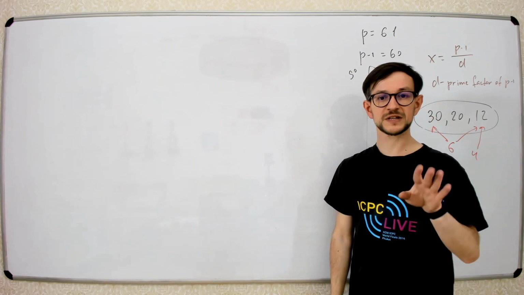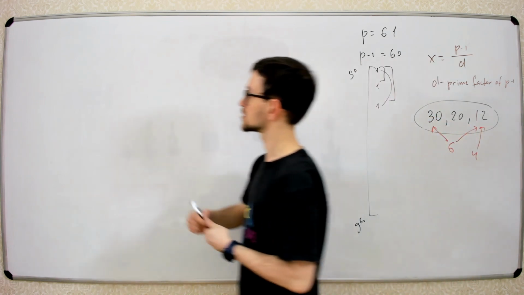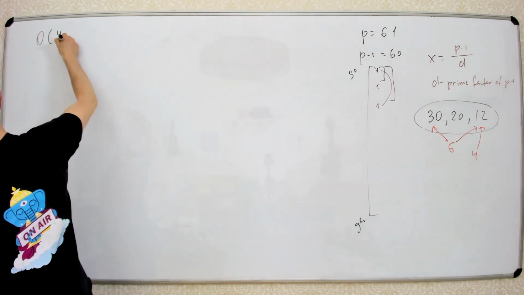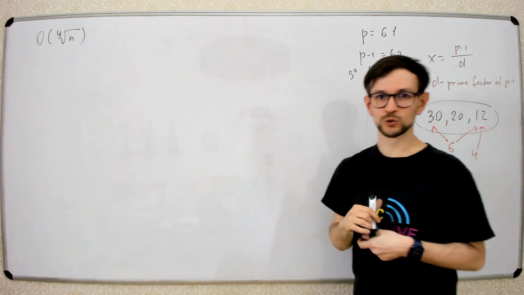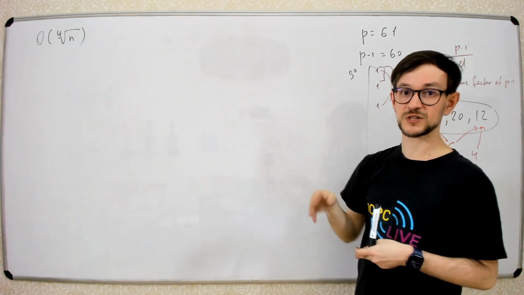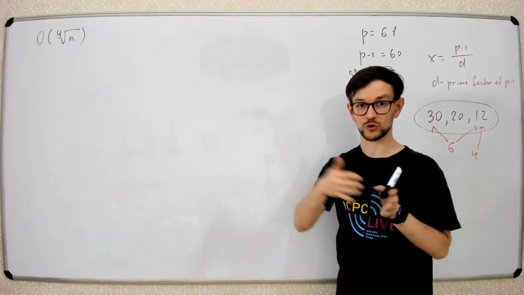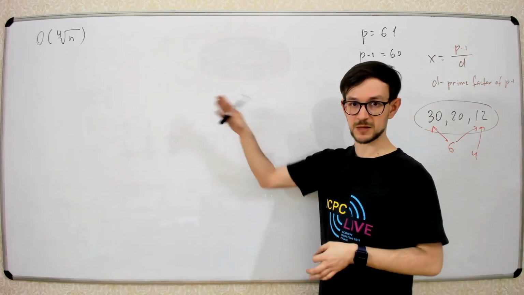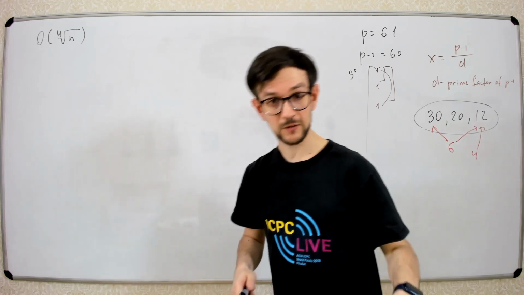Okay, let's discuss a factorization algorithm which works in time the root of 4th degree of n. So it's faster than just iterating over all divisors up to the square root of n. I want to factorize number n in this time complexity. Very cool algorithm.